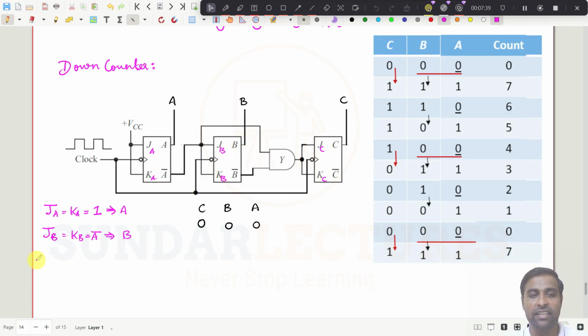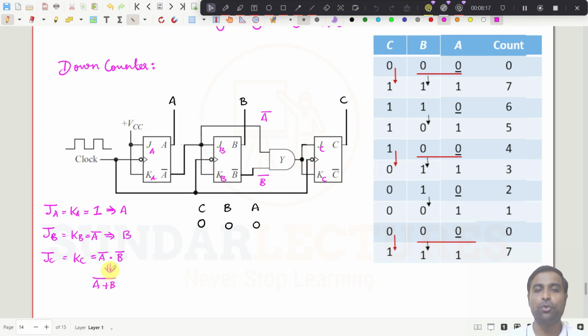And what are JC and KC? JC is equal to KC because both are connected. What is the thing you are going to get here? It is connected from A bar. This is actually A bar, and this is actually B bar. So what is this one actually? A bar dot B bar. What is A bar dot B bar? Maybe I will write it down here: A bar dot B bar, you can write it as A plus B the whole bar. Reverse of OR gate, that means NOR gate. Right?